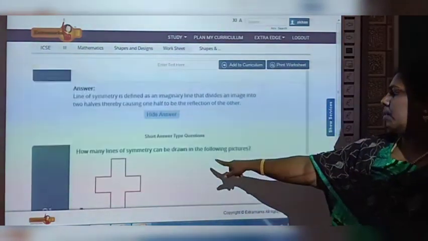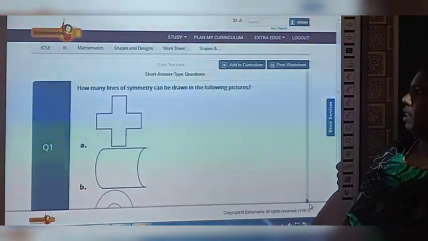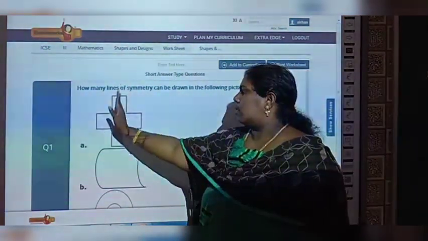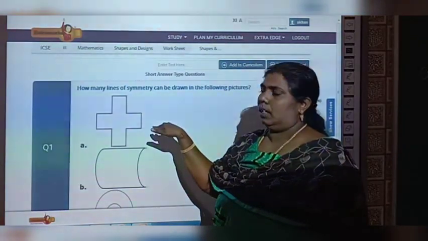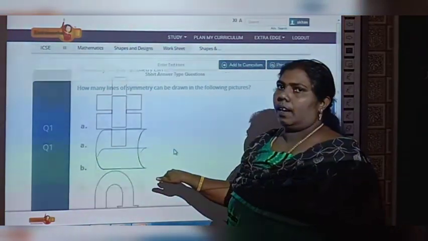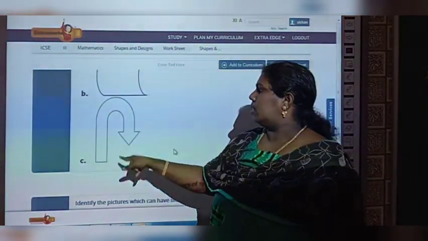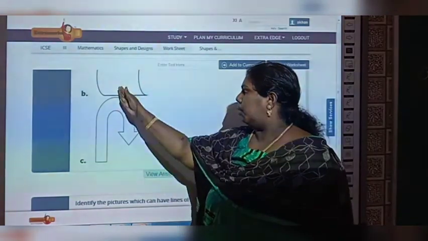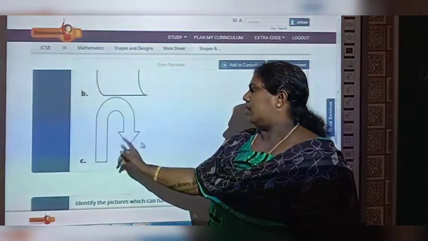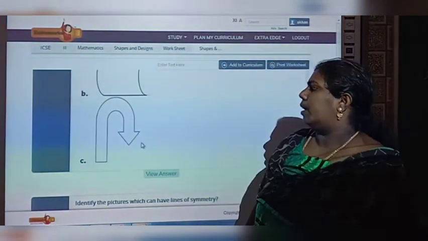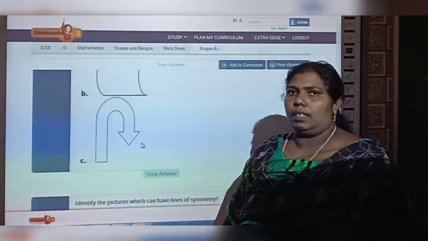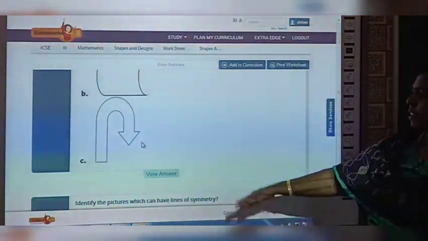How many lines of symmetry can be drawn from the following pictures? Here, how many lines of symmetry can we make? Vertically and horizontally we can make it, isn't it? Then this figure, we can make it horizontally, right? We cannot make it vertical. Then this figure, we cannot make it, right? If you make it vertical, it means different objects. If you draw a horizontal line, here a different shape, here a different shape. So the last one, we cannot draw, isn't it? See the answer?